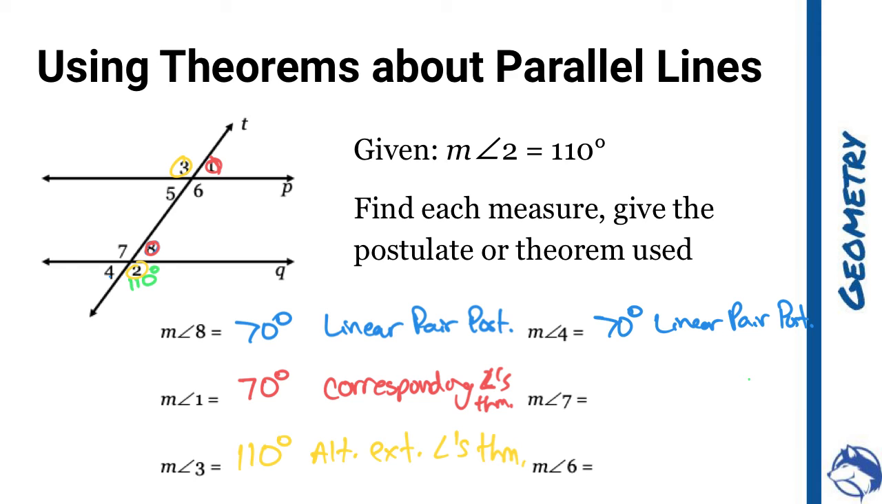So the measure of angle 7, this one dealing with angle 2, is 110 degrees, and we just talked about this, but it's the vertical angle theorem, which we can abbreviate VAT. That's the vertical angle theorem. And then angle 6 compared to angle 2 is the same. It's got to be congruent, and the reason why is this is corresponding.